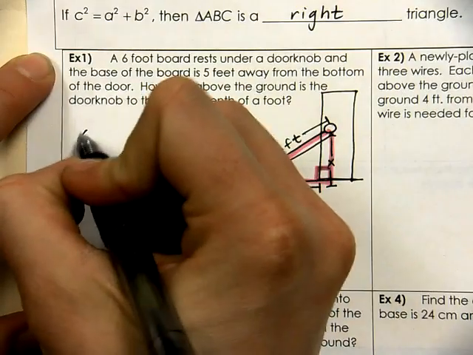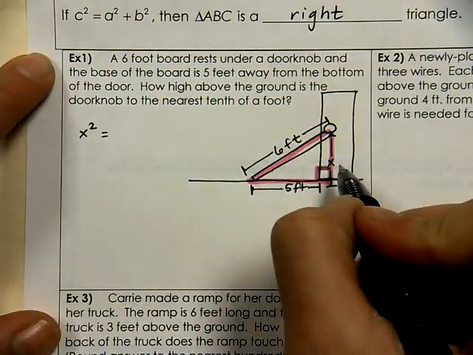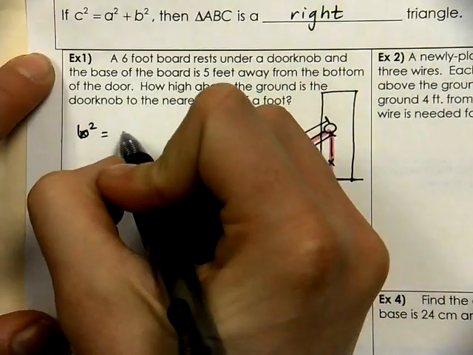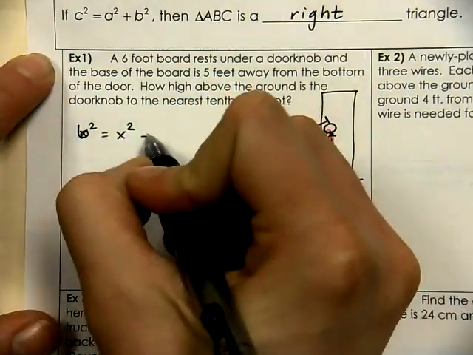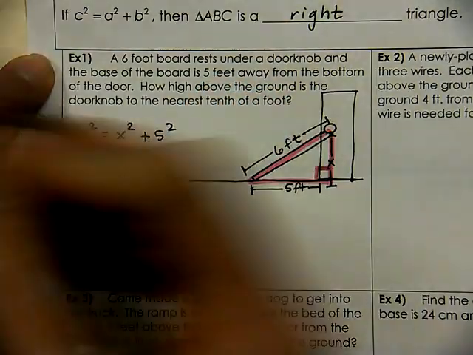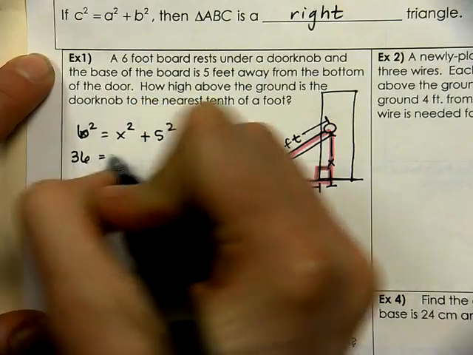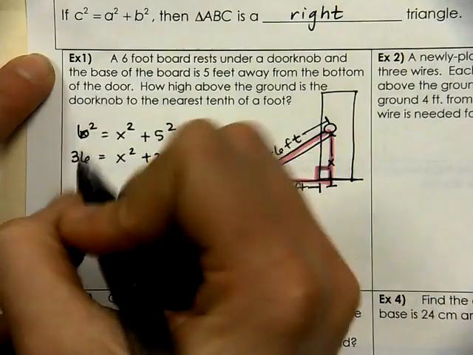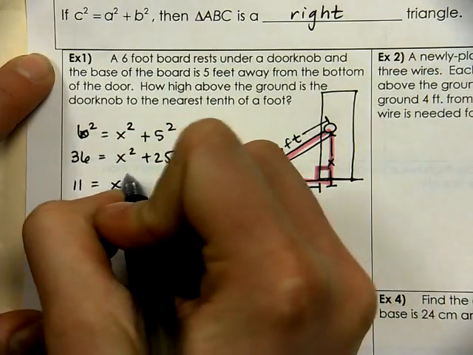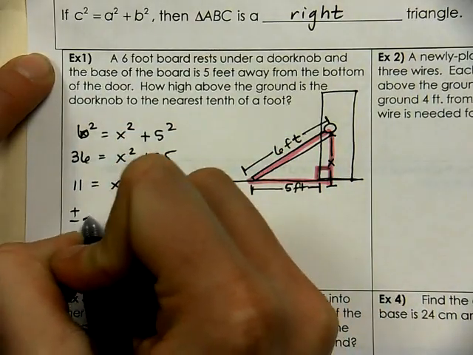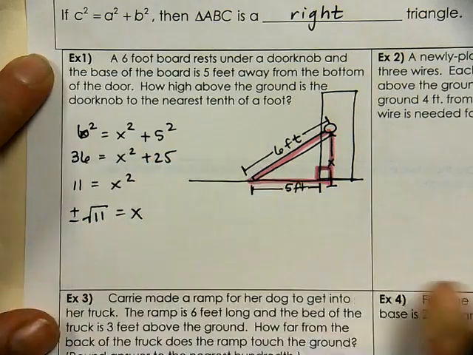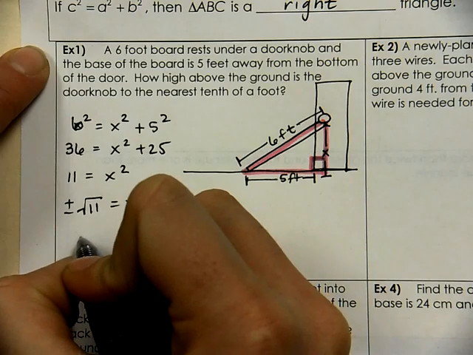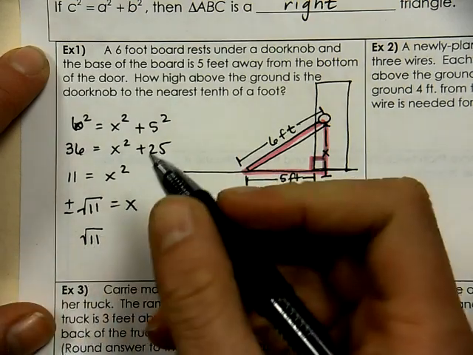So if I do that, I know that 6 squared is equal to x squared plus 5 squared, because 6 is my hypotenuse. So I have 36 is equal to x squared plus 25. If I subtract 25, I get 11 is equal to x squared. Take the square root, plus or minus square root of 11. But I know the negative root won't make sense because the height can't be negative. So I know that this height is square root of 11.